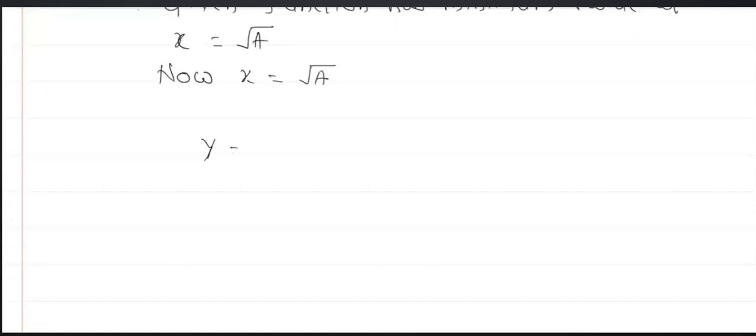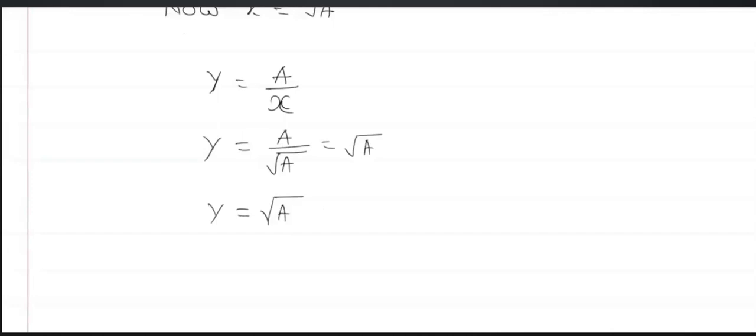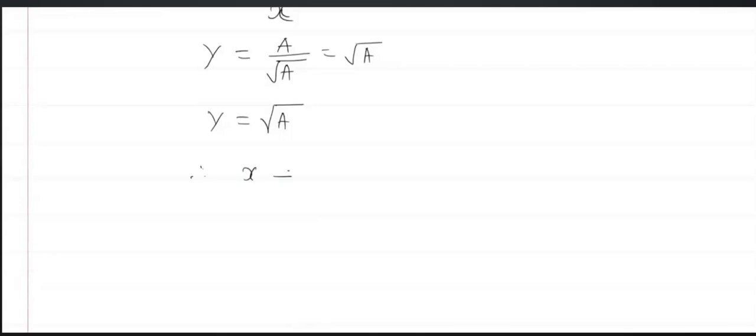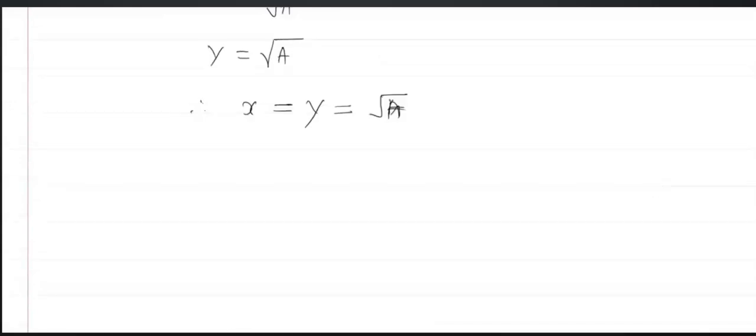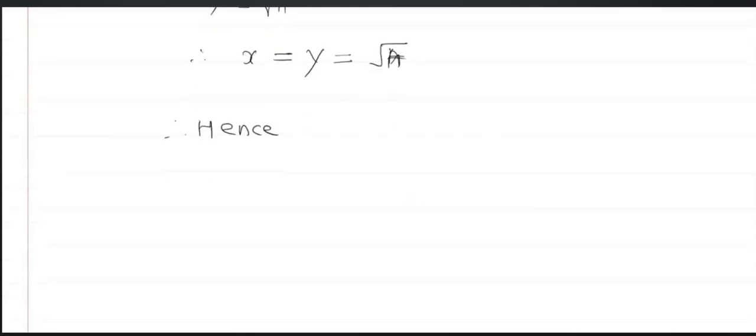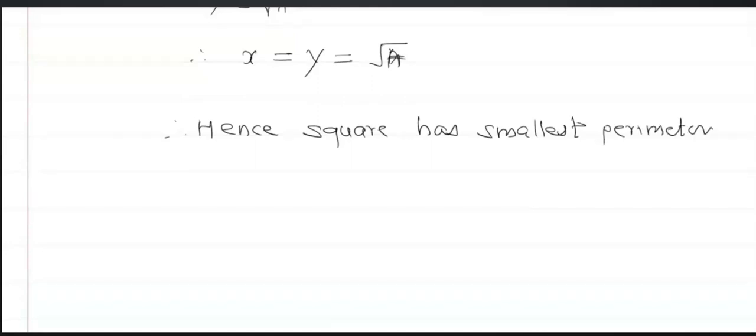Now x is equal to root a, but we know that y is equal to a upon x. Therefore, y is equal to a upon root of a, and that's y is equal to root a. Therefore, x is equal to y is equal to root of a. Hence, the square has smallest perimeter when x is equal to y.